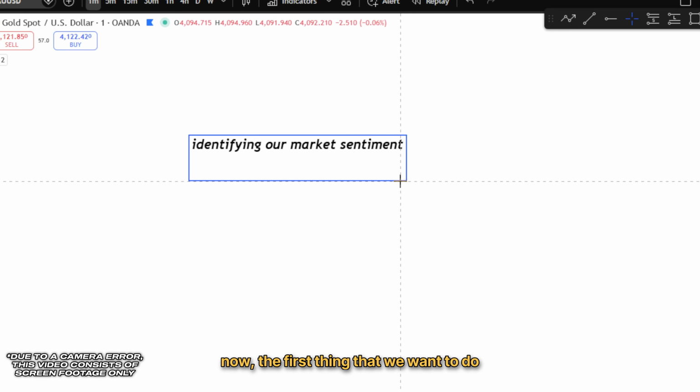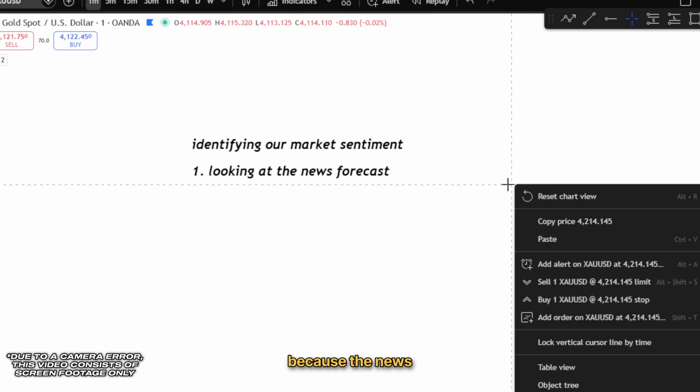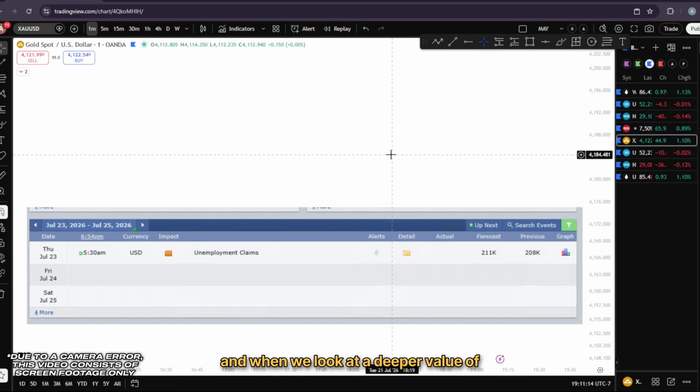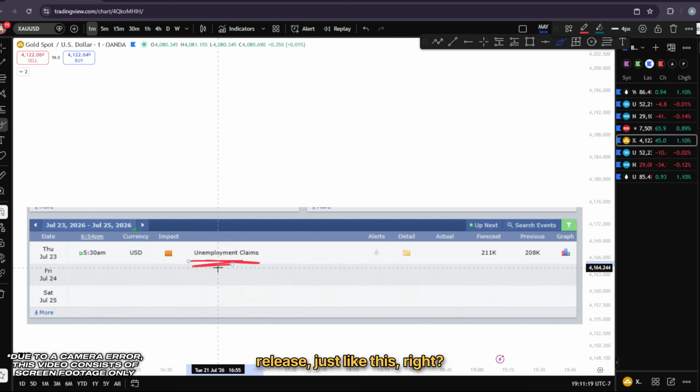Now, the first thing that we want to do when it comes to identifying our market sentiment is looking at the news forecast, right? Now, this is going to be important because the news forecast is basically telling us what they're expecting to happen in the economy. And when we look at a deeper value of this, it's not just some random number. This is an economical release, just like this, right?